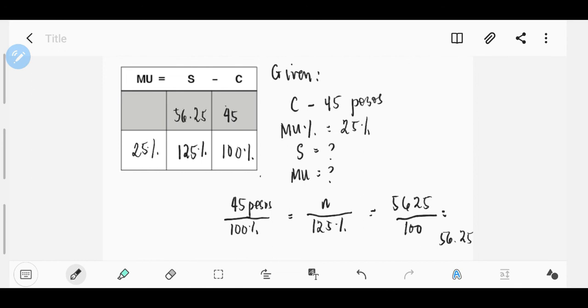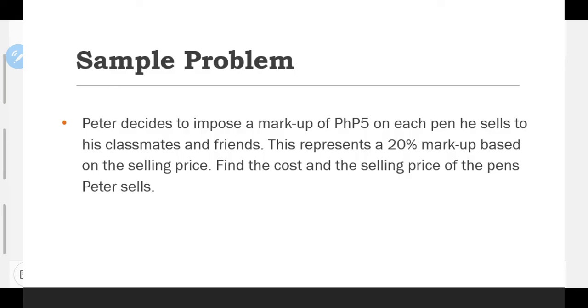So, magkano ngayon ang ating markup? So, ma-minus lang natin yung 56.25 sa cost na 45, which is 11.25. Diba, madali lang. So, yun na yung ating answer. Selling price is 56.25. Markup is 11.25. Laging gagamit ng table.